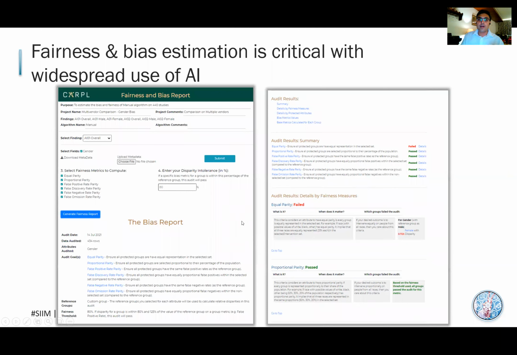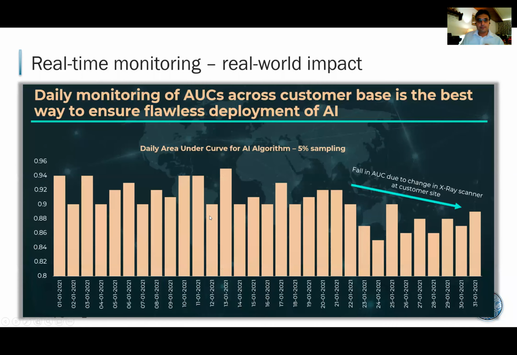We have also integrated bias and fairness estimation using the Equitas package, which again runs a battery of tests to determine whether the test set or the model are biased towards specific findings or specific subgroups.